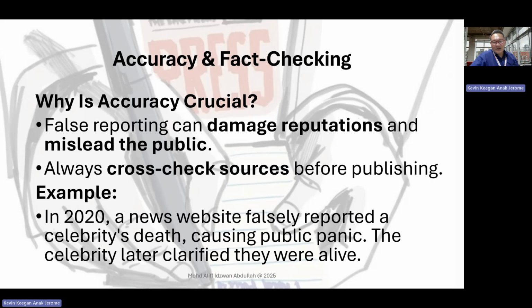Accuracy and fact checking. Why is accuracy crucial? False reporting can damage reputation and mislead the public. Always cross-check sources before publishing. Example: in 2020, a news website falsely reported a celebrity's death, causing public panic, and the celebrity later clarified that they were alive.